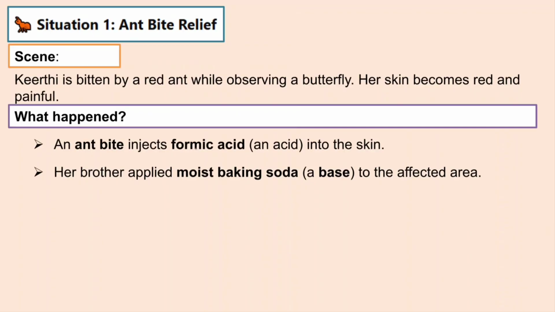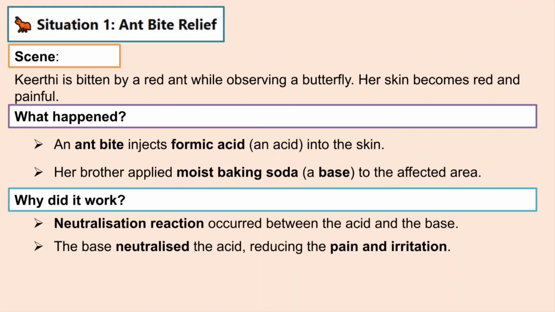What happened? An ant bite injects formic acid into the skin. Her brother applied moist baking soda, which is a base, to the affected area. That means when acid plus base has been mixed, what have we learned? They finish each other's effect. It is neither acid nor base, so that is why there was relief in pain. So why did it work?